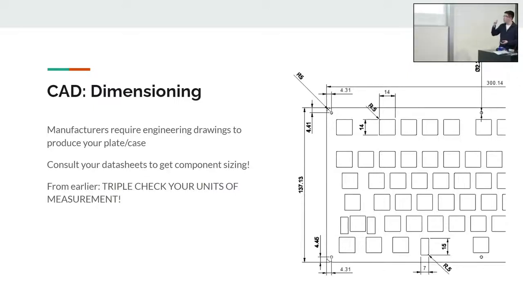So the rule of thumb for these is that for each measurement that they need to make, for example, the cutout of one switch, you have to put in the dimensions for that. The width between switches and any additional components such as mounting holes, and also, of course, the general size of the keyboard. So the manufacturer will take this and put it into their machine basically. So if this is not accurate, then the machine will just produce garbage. So please triple check the units of measurement. I cannot emphasize that enough.